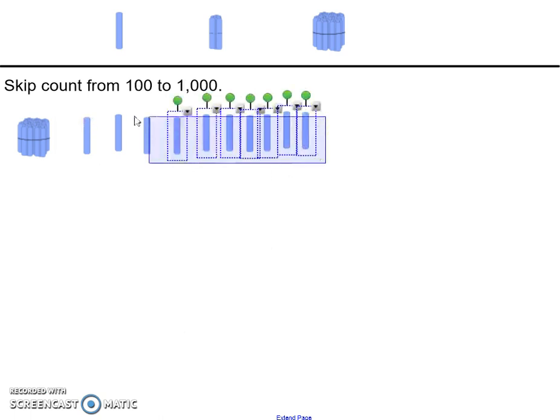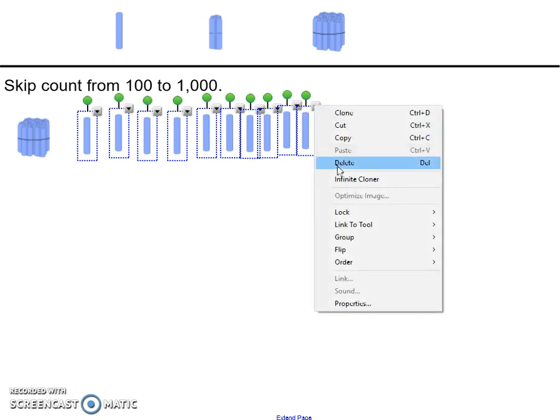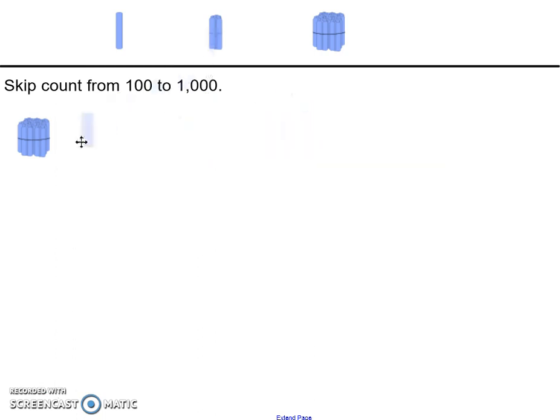Well, I can put my 10 ones together and I can make a group of 10. So here is my group of 10. So altogether I have 110. Now I'm going to continue counting, but now I'm going to count by tens.